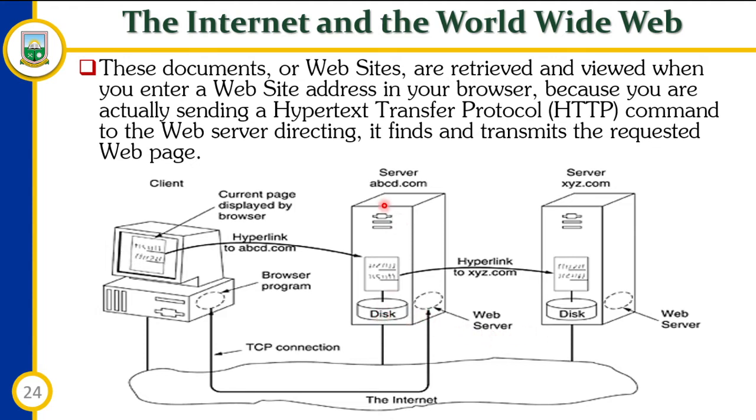Because they are web servers, they are just like a computer. They have disk, they have RAM, they have CPU, they have everything that a computer should have. So assuming there is a client here, this is you using your laptop or your desktop, you are the client. These servers are the ones that are going to serve you with information. So your current page is displayed by the browser. You open your browser and you want to find some sort of information from the abc.com website.